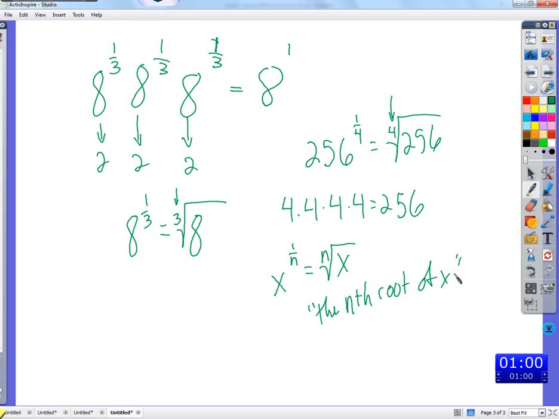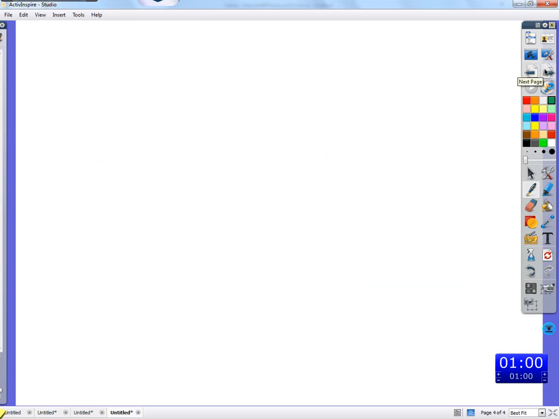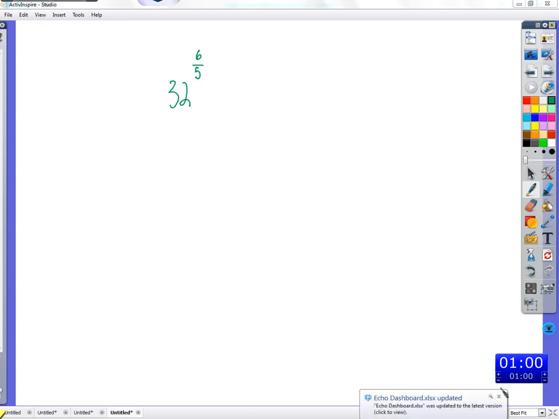So now, to challenge you a little bit further, I want you to figure out what 32 to the 6/5 power is. Did you say the answer? So let's decide that 32 to the 6/5 is... Can someone come up and show us why? Can we have a peer to do some work?